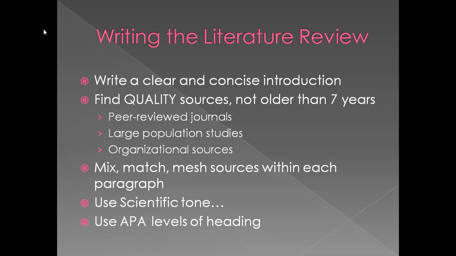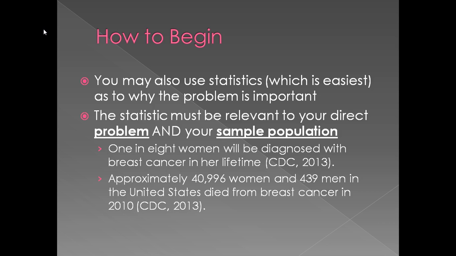When you're writing the lit review, you want to mix, match, and mesh sources within each paragraph. Okay, you don't want to segregate your sources. It's never good to segregate, right? So your paragraph should be a synthesis of multiple sources and multiple studies. You also want to use scientific tone and APA levels of heading. And APA levels of heading are used for organization, which you recently learned.